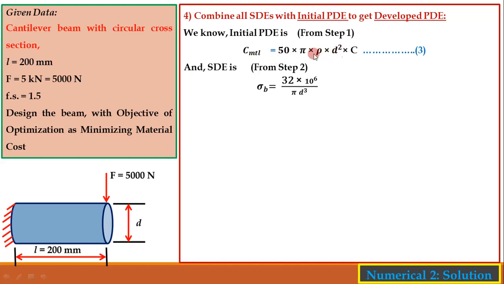If we look at the other parameters, this 50 pi is a constant, rho is the density, which is a material parameter, and this C is the material cost per kg, so this is also a material parameter. So this D is the only geometrical parameter, and we have to replace it using the SDE. If you observe this SDE, we have the term D here.